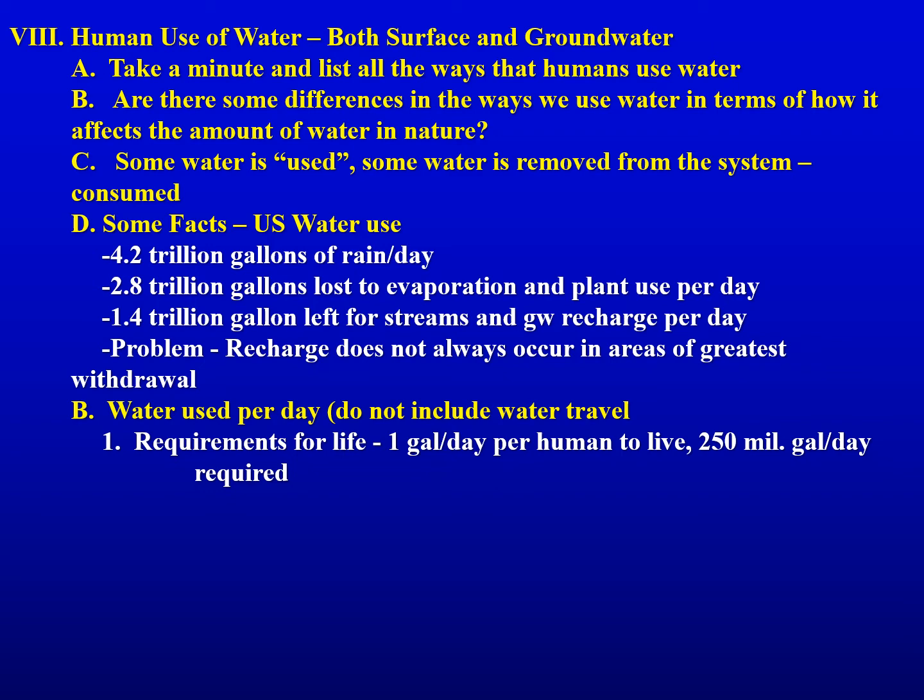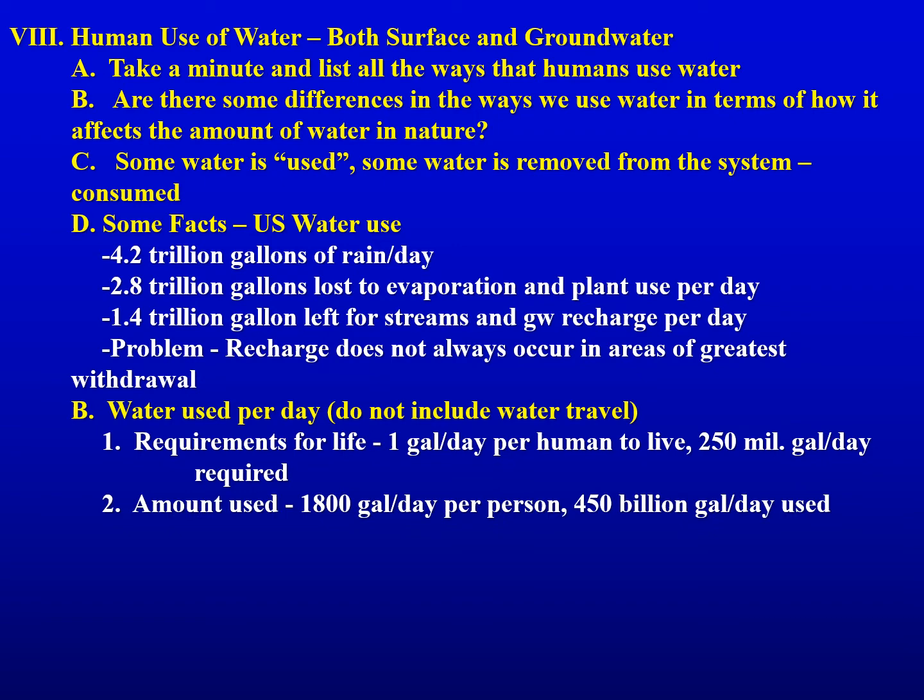So if that's all the water we had, you'd be able to drink your water, but you wouldn't be able to wash anything, wouldn't be able to do all those other things that you put on your list earlier about how you use water. So nationwide, we need 250 million gallons a day just to keep people alive.